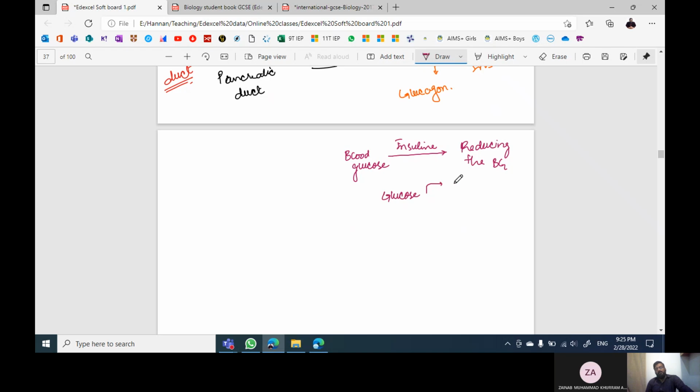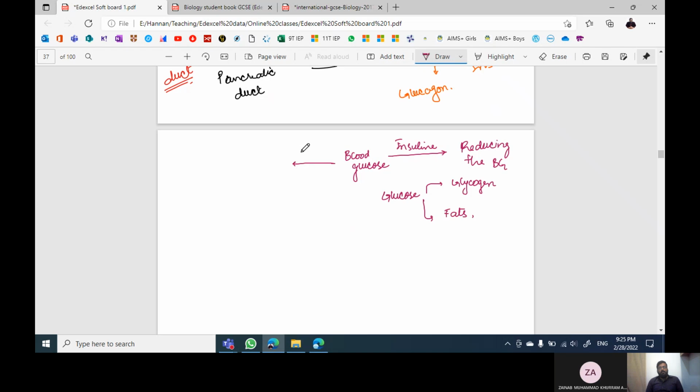Number one, it can convert the glucose into glycogen, which is a carbohydrate stored in our body, and it can also convert the glucose into fats. So it would certainly reduce the amount of glucose in blood, not in the body, in the blood, by converting the extra glucose in the blood into glycogen or into fats.